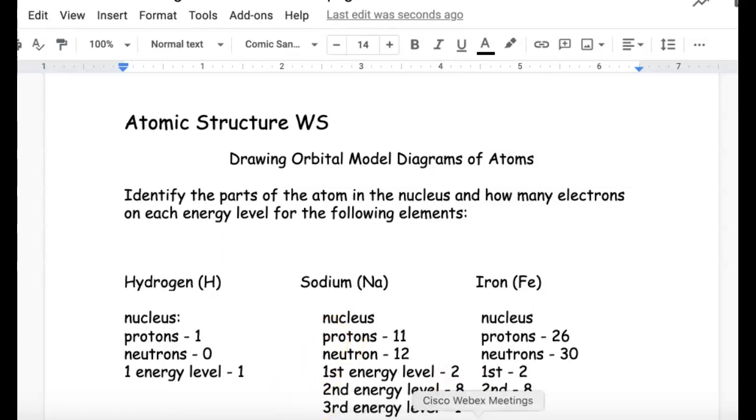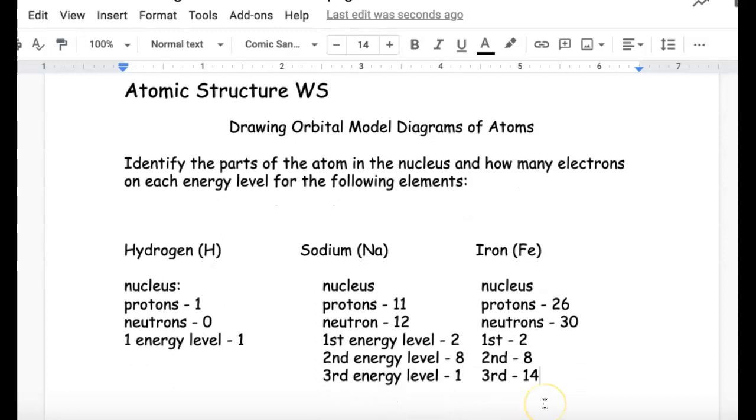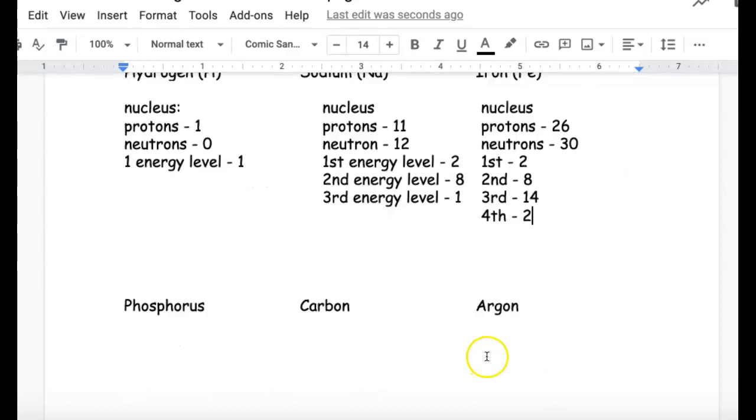And then when I look at iron, oops, hit the wrong button. Third, it says 14, because it goes 2, 8, 14. And then there's a 4th energy level. So now I'm going to go all the way over, 4th, and I'm going to put 2. Okay?